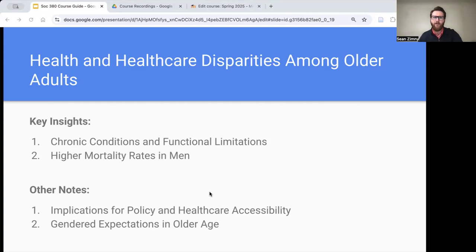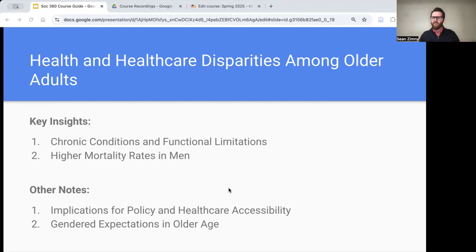And number two, that there's higher mortality rates in men. So while older men report better health, they tend to have higher mortality rates, which suggests that they may be underreporting health issues or not seeking care as frequently, leading to more severe outcomes. Again, connecting to some of those health-related behaviors due to those societal pressures and norms that we just talked about in the previous slide with the Cameron reading. So really important to understand, but again, how that impacts these older adults, as you see in this reading. So there's a lot of implications for policy and healthcare accessibility on this front too, right?